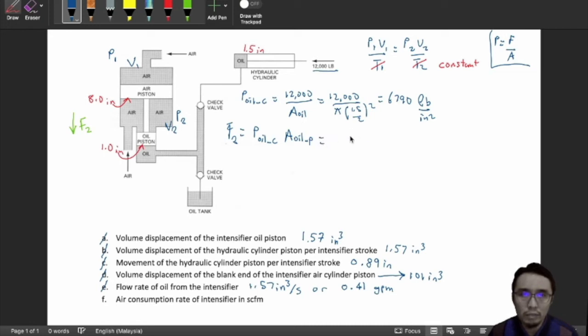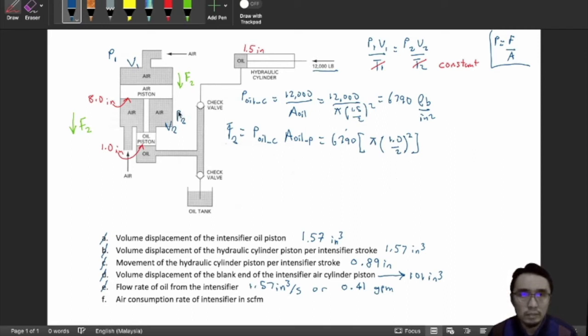Then F2 will be equal to 6790 times pi. Now this oil piston has a diameter of 1, so the radius should be 1 divided by 2, pi r squared. So this is F2, 6790 pi times (1/2) squared. Okay, and this F2 is also the same F2 applied throughout the piston, right?